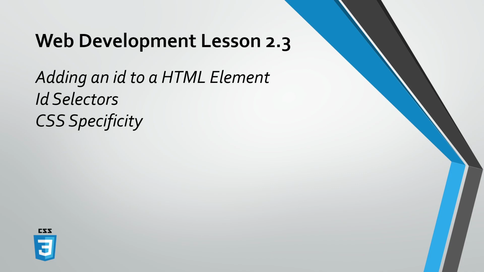In this lesson, we're going to cover the last of the basic CSS selectors, which is an ID selector that has an HTML component and its corresponding styling component. We're going to conclude the video with a discussion of what happens when CSS rules conflict. That's called CSS specificity. So let's get to it.